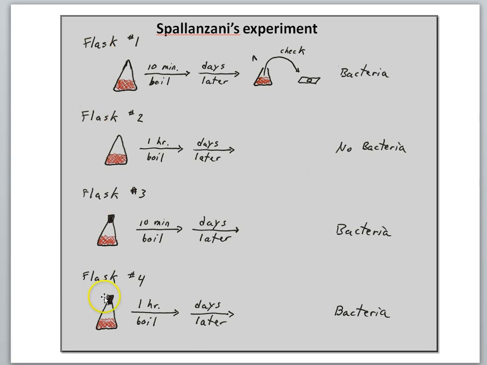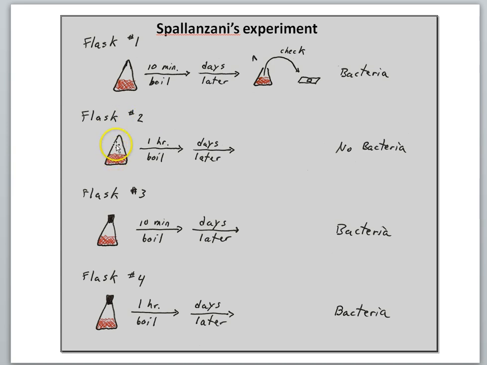So he's got 4 flasks here, and they're going to go through different procedures. Flask number 1. Notice he's got some broth here in a flask, and he's going to boil it. But notice this flask does not have a cork. In fact, what Spallanzani is going to do is melt the glass shut here. So the broth will be boiled, but the glass will be melted shut, so you don't have the problem of the cork seal. He boils for 10 minutes, and then a couple days later, he breaks off the top of the flask, checks, and finds bacteria.